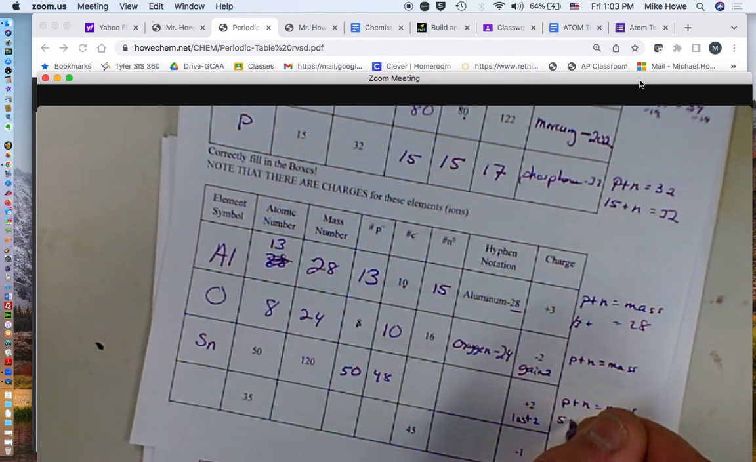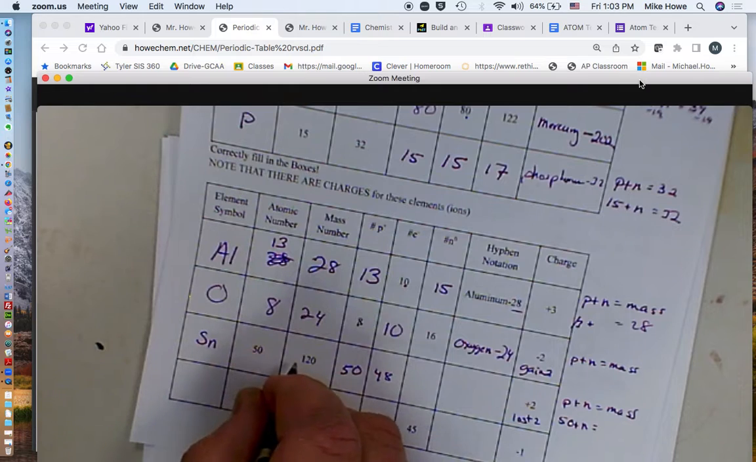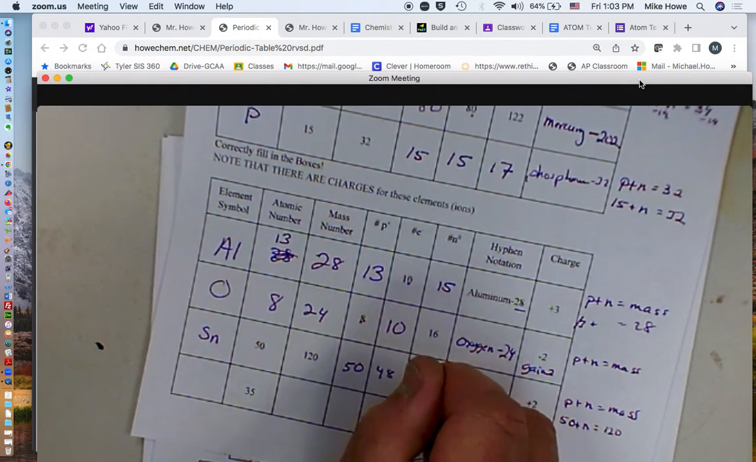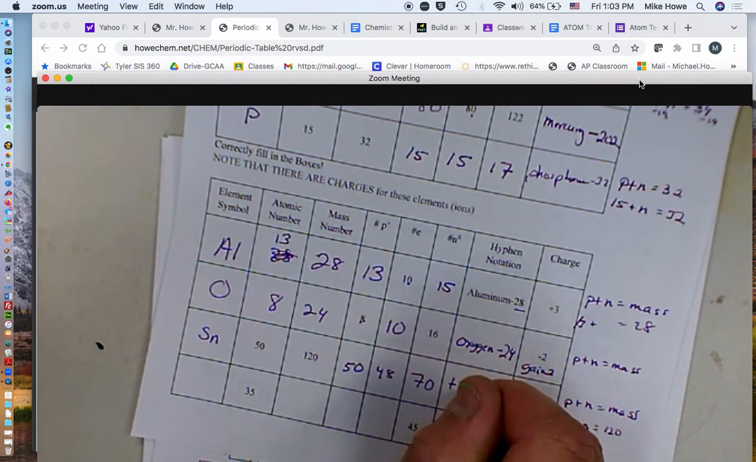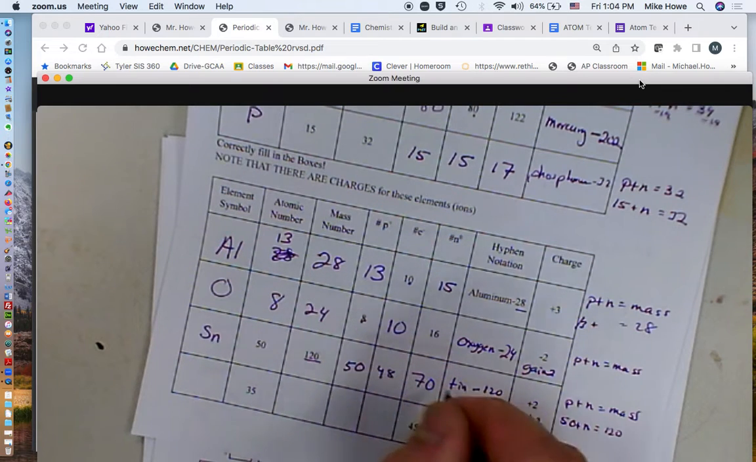All right, the neutrons, you know that the protons plus the neutrons equals the mass. So 50 plus the neutrons equals 120. So the N has to equal 70. And then this notation is tin-120. So this 120 is the mass number, it goes right there.